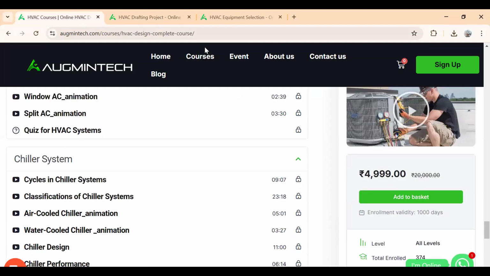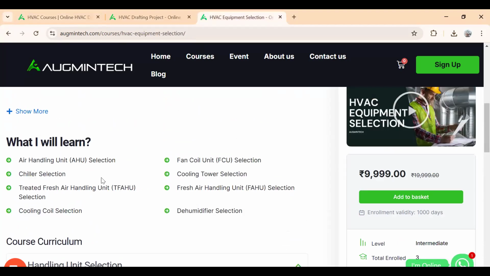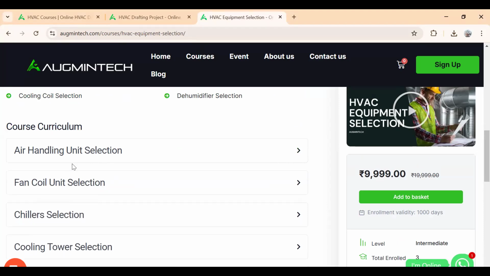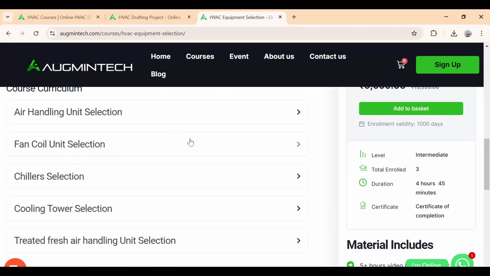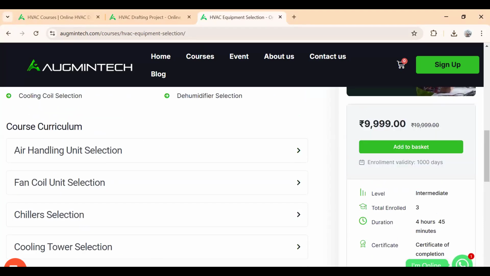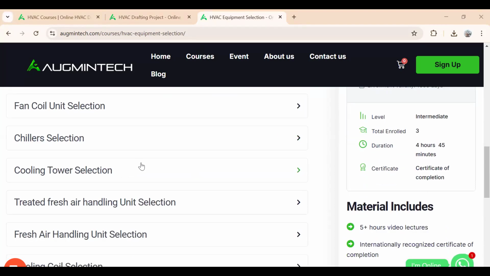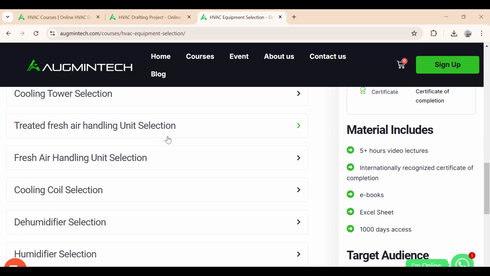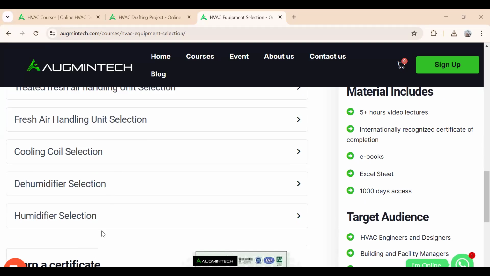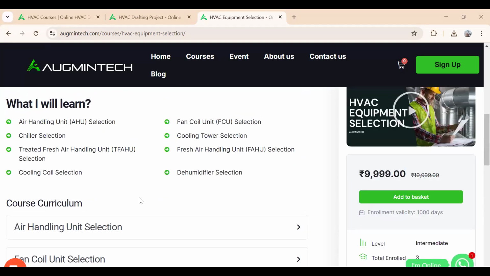You will get that. Even see in HVAC equipment selection, what we have discussed in detail. Here, the selection of the air handling unit means sizing and selection of the air handling unit. We'll also discuss the sizing and selection of the fan coil unit, chiller selection, cooling tower selection, treated fresh air handling unit sizing and selection, how to size and select, coil selection, dehumidifier and humidifier selection. These all we are going to cover in your package. You will get all these details.